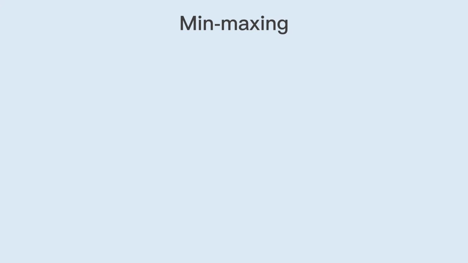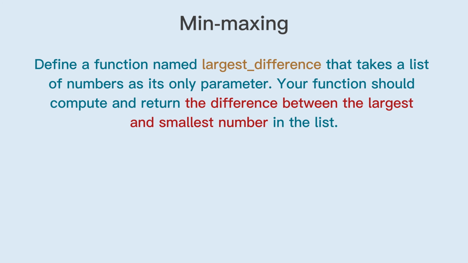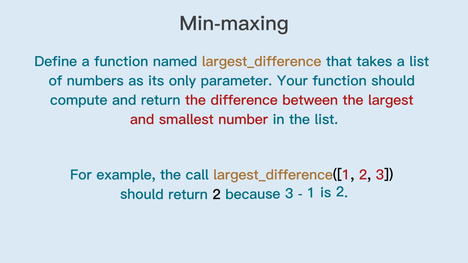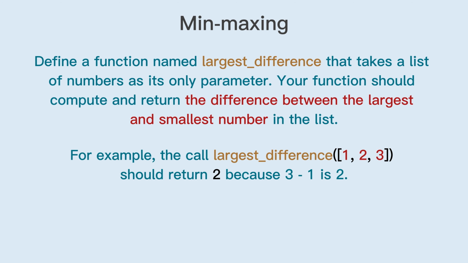Next challenge is called min-maxing or largest difference. Define a function named largest difference that takes a list of numbers as its only parameter. Your function should compute and return the difference between the largest and smallest number in the list. For example, the call largest difference with 1, 2, 3 numbers in the list should return 2, because 3 minus 1 is 2.